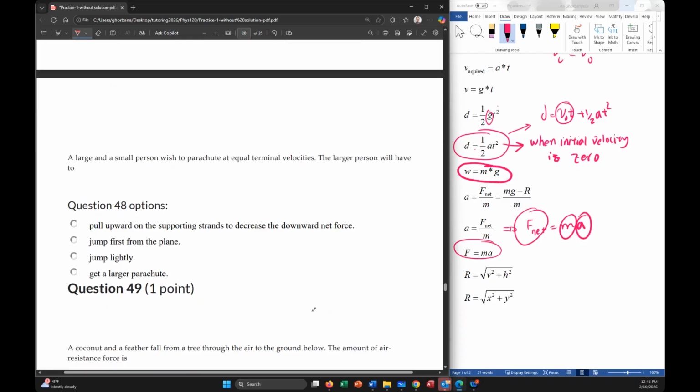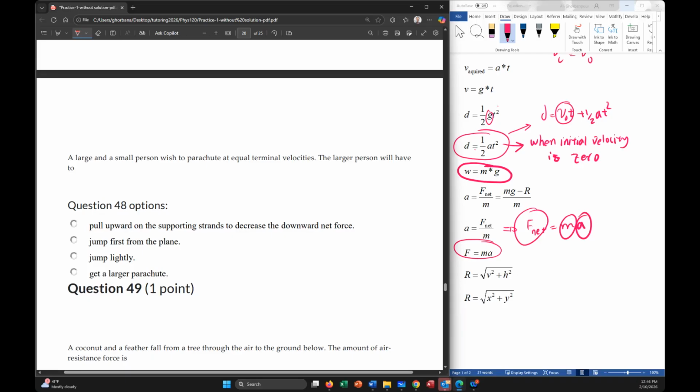A large and a small person wish to parachute to equal terminal velocities. The larger person will have to pull upward on the supporting strands to decrease the downward net force. Jump first from the plane. Jump lightly. Okay, get a larger parachute.